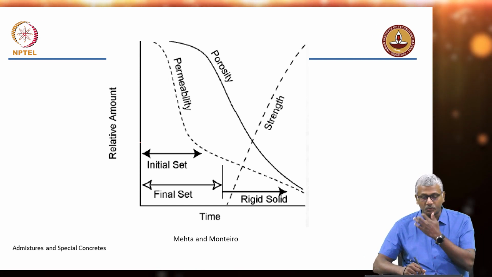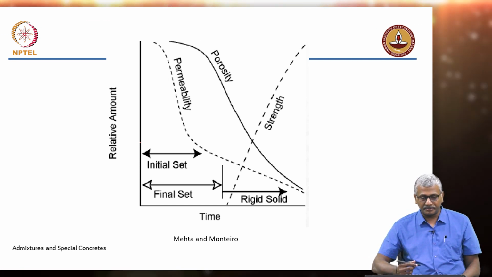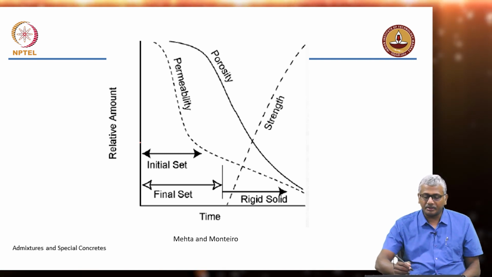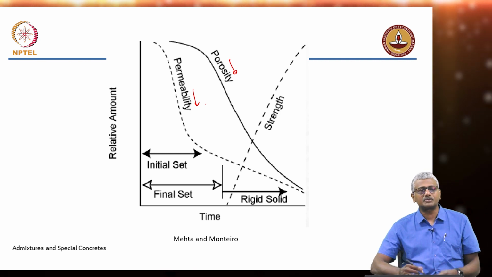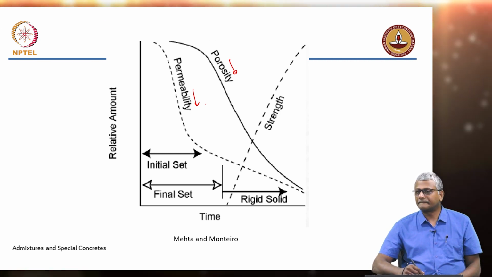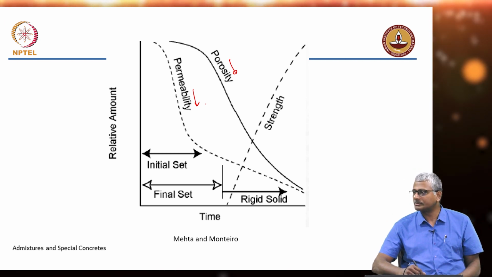Okay, again, this is just showing you the rate at which the properties of the cement or concrete develop, right? You have porosity reduction, you have permeability reduction. Why does permeability reduce? Porosity reduces. Why does permeability reduce?